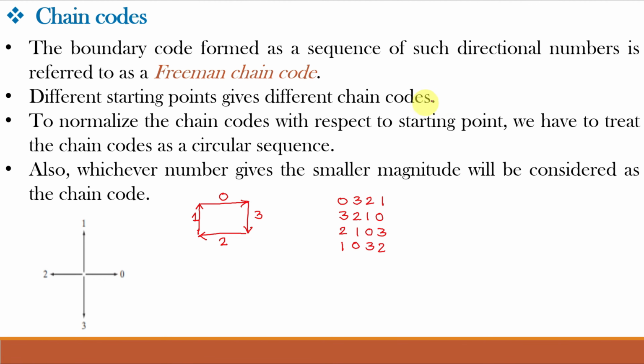So we can see here that different starting points give different chain codes. To normalize the chain codes with respect to the starting point, we have to treat the chain codes as a circular sequence. That means even if you start here, we can go back from 0 to 3, then again 2 and 1. And the second point to remember is that whichever number gives the smaller magnitude will be considered as the chain code. So in these chain codes, the smallest number is this one, 0, 3, 2, 1. So this will be considered as the chain code for this image.